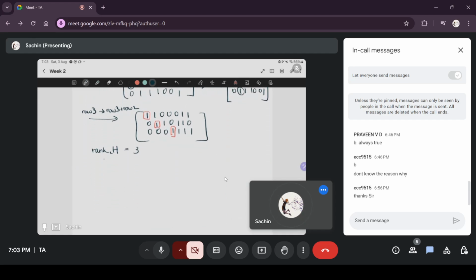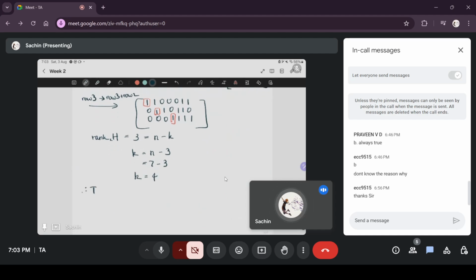Okay, rank of the parity check matrix will be equal to n minus k. So k will be equal to n minus 3, which is 7 minus 3. So k is equal to 4. Therefore, the code is a 7-4 linear block code.